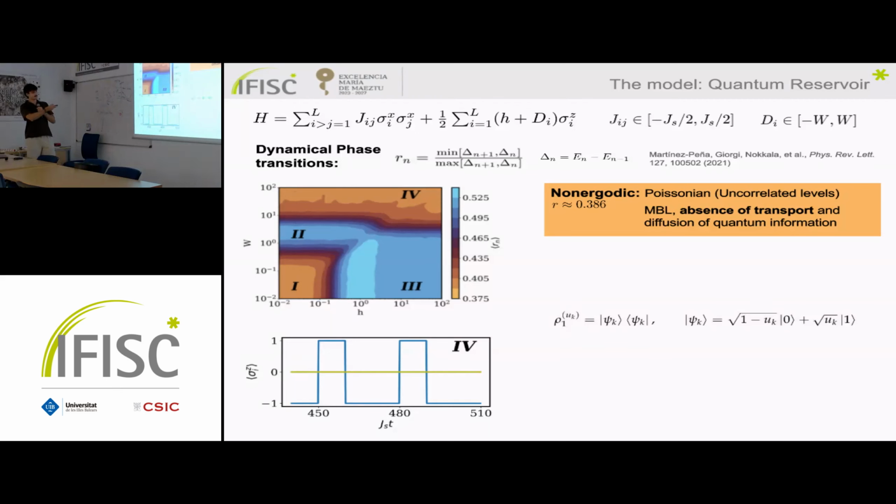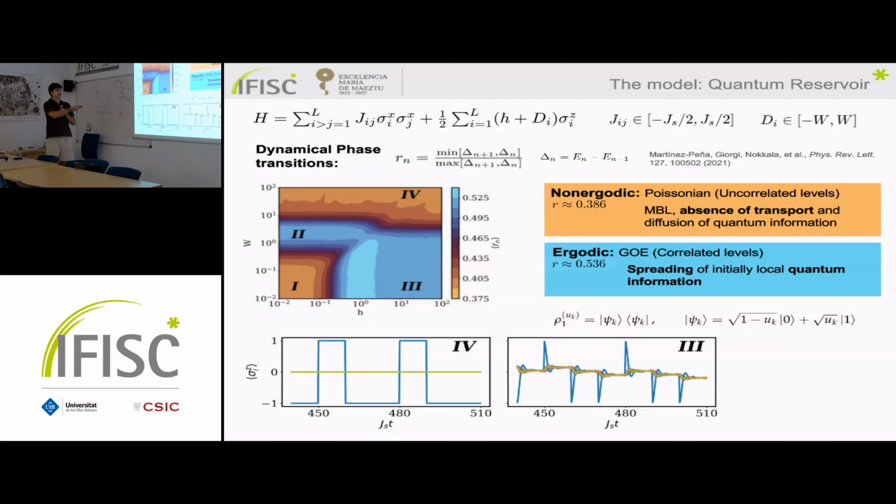So we have our dynamical phase transition heat map, and we can identify the orange region, which is the non-ergodic region. This is represented by an absence of transport. As you can see here, each time that we inject an input, the information remains localized, and the other qubits in the reservoir remain unresponsive. Whereas in the ergodic region, there is a spreading of the initial local quantum information. As you can see here, once the input is injected, it evolves unitarily, thermalizing, and the other qubits represent correlated dynamics. We will not show the optimizing plots here, but we have seen that the ergodic region yields better results, and we consider this point for quantum reservoir computing.